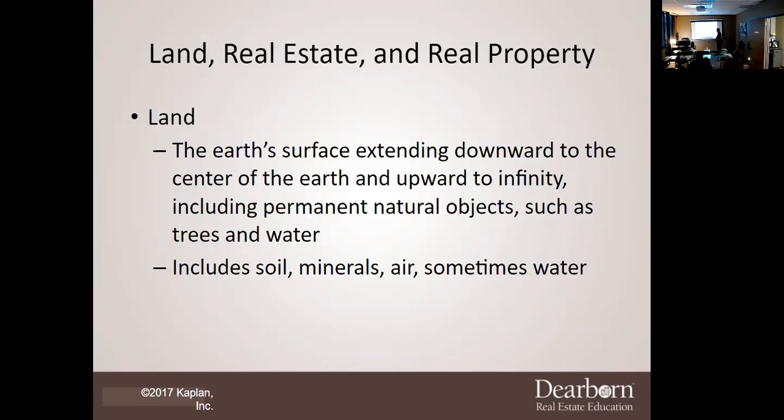Other items that land includes are the soil, the minerals, the air, and sometimes water, and we'll talk about this when we get to that point in the book. So again, all of these in these different situations give you a breakdown of exactly how land is going to be involved. As we're going through this, understand the key things we want to talk about.